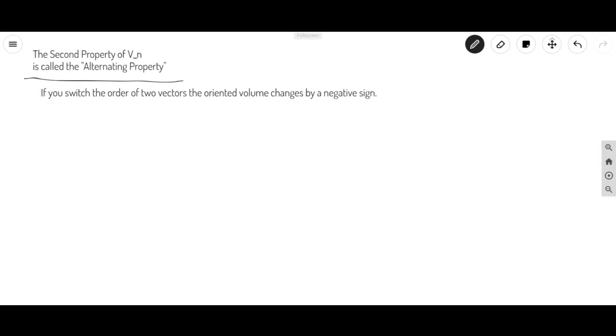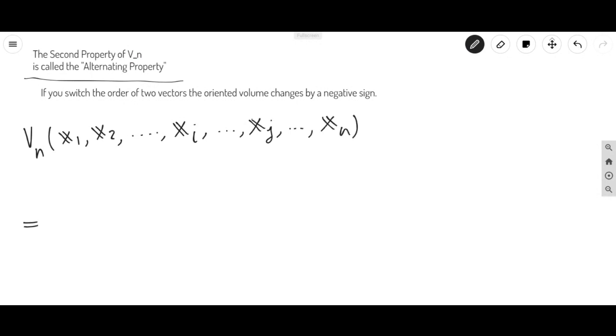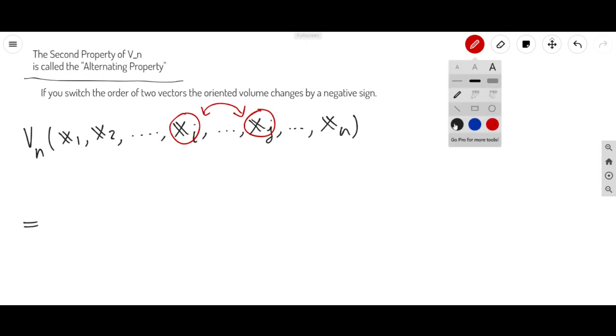But mathematically, the way you would write it is like this. If you have n vectors, and somewhere you have a vector which we're going to call xi, and somewhere else you have a vector called xj, and then you have xn. If you were to take xi and xj and interchange those two vectors in the volume form, then you would get the negative of what it was before.